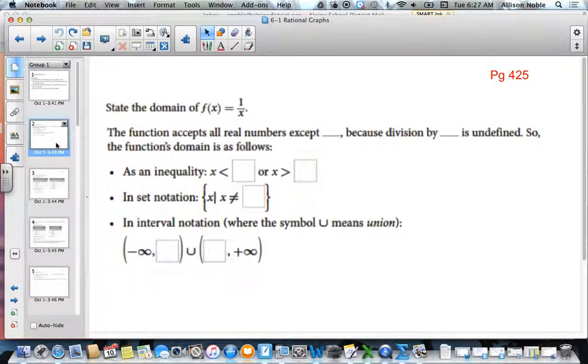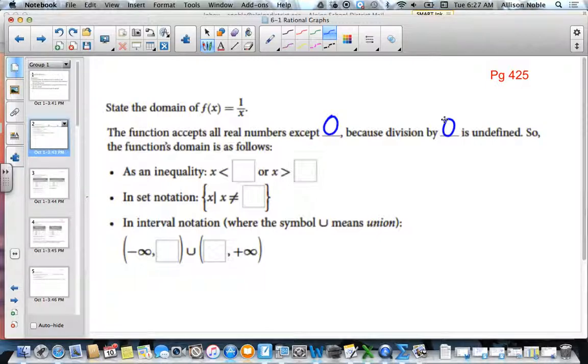So first of all, just talking about the parent function of a rational function. So the parent function would be 1 over x, and the function accepts all real numbers except 0, because 0 is the only number that x could not be equal to, because division by 0 is undefined. So you can't have a 0 in your denominator, therefore you can plug in any other number except for 0.